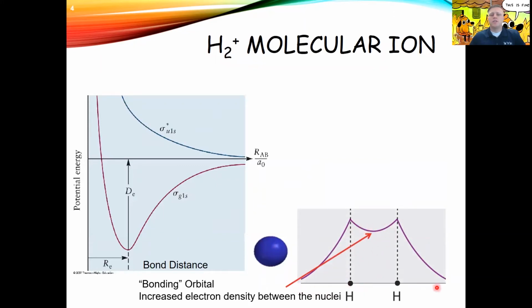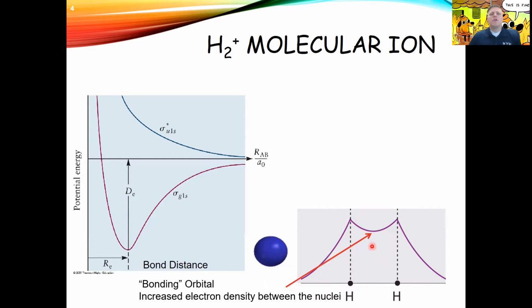So what I'm showing in this plot is another one. You'll see I have two nuclei on the bottom. So this is distance on the bottom. And on the y-axis, we're looking at electron density. So in this bonding orbital, we have a lot of electron density here.